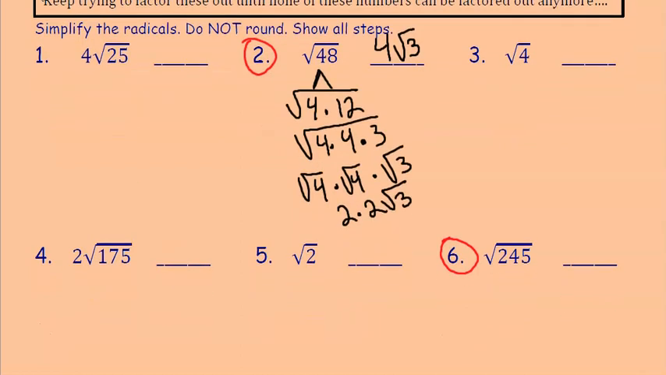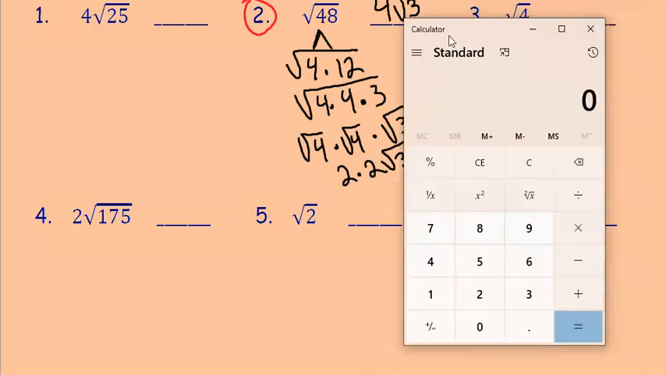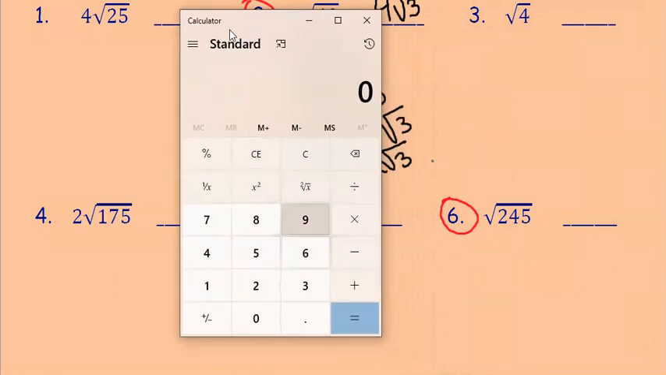And let's look at number 6. The square root of 245. So we'll take our calculator and we'll try to divide out each of those special numbers. 245 divided by 4 is a decimal, so we'll go to the next one. 245 divided by 9. That's also a decimal. 245 divided by 25. That's a decimal, and then we'll try 49. 245 divided by 49. That gives you 5.